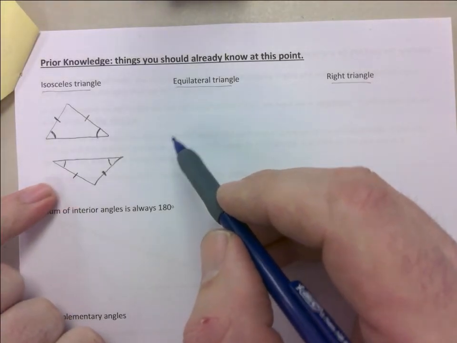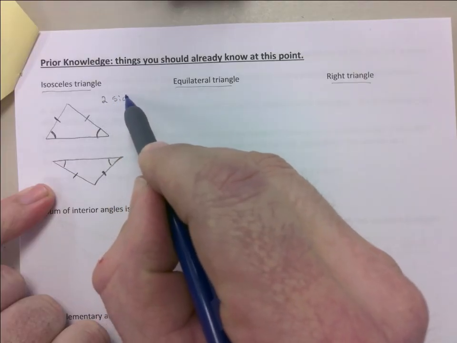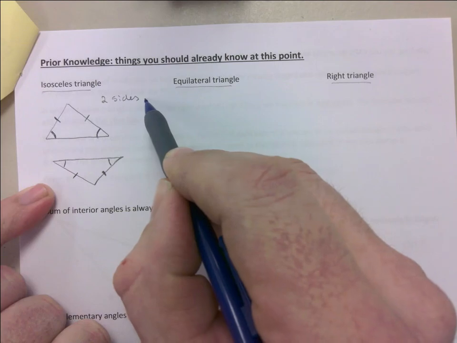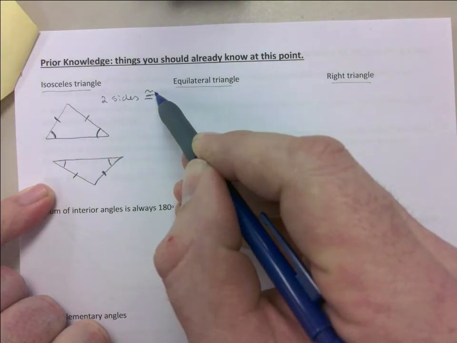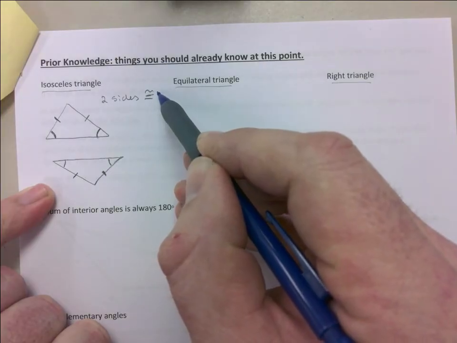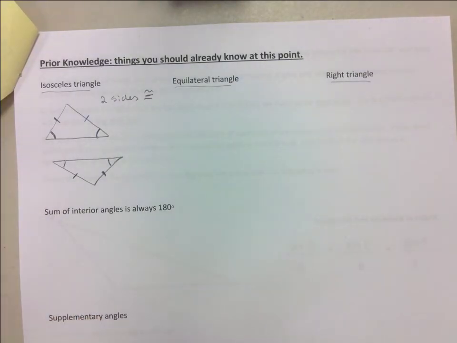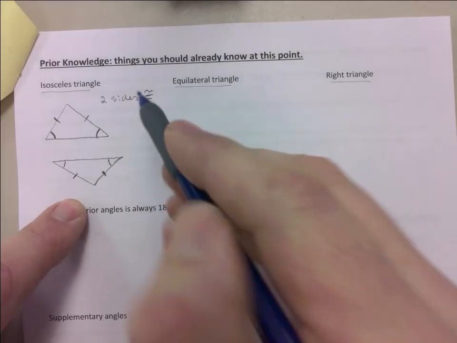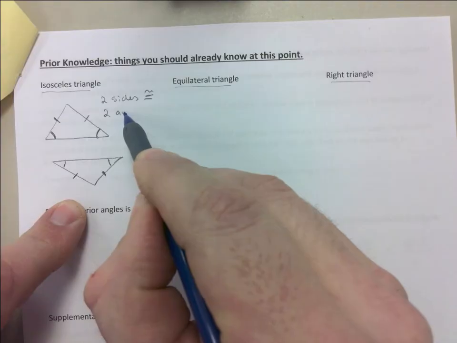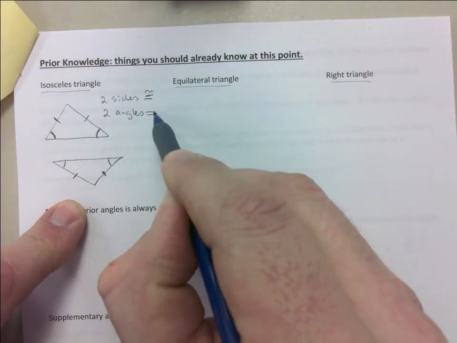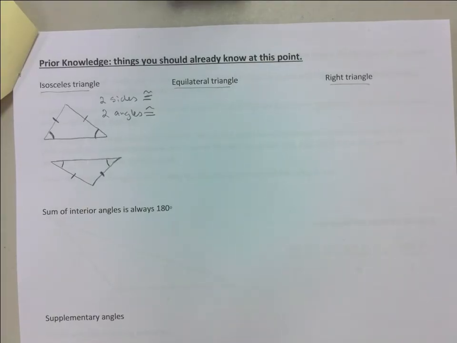So that's isosceles. I want to make sure you write this down because this is part of geometry later on. 2 sides are equal. What's up with that equal sign with a third wave? It's called congruency. Congruent. It's the same as equal. 2 sides are congruent. 2 angles are congruent. That's what an isosceles is.